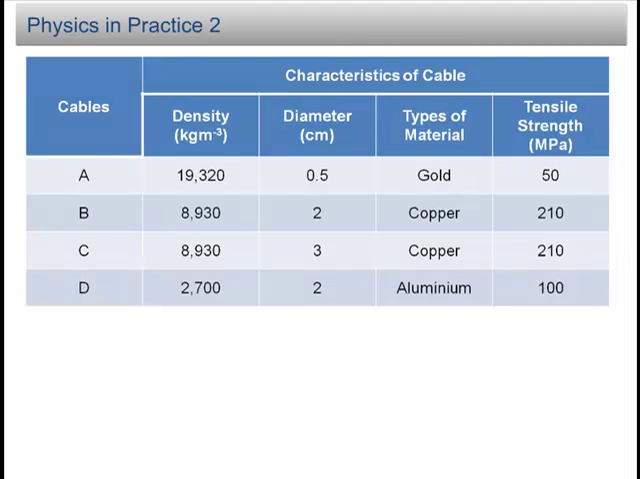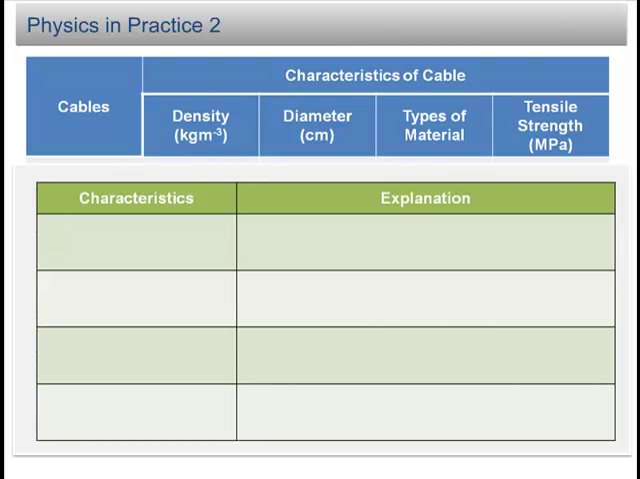Let's begin with explaining the suitabilities of the characteristics. You are advised to present your answer in a table. There are 4 characteristics given. 2 marks is given to each characteristic, and from the 2 marks given, 1 mark is for giving the correct characteristic and another mark is for the explanation.